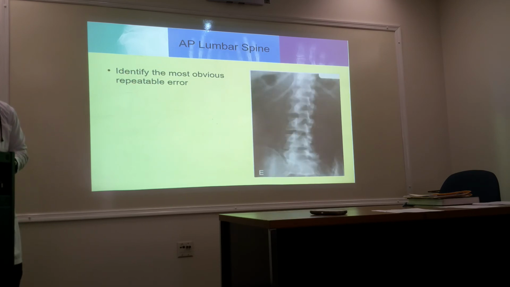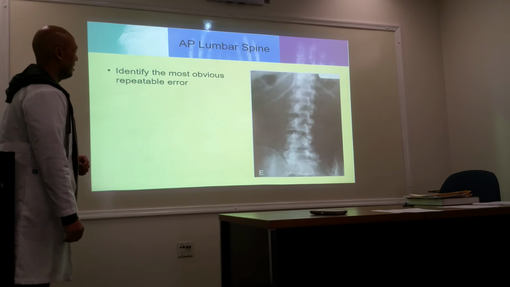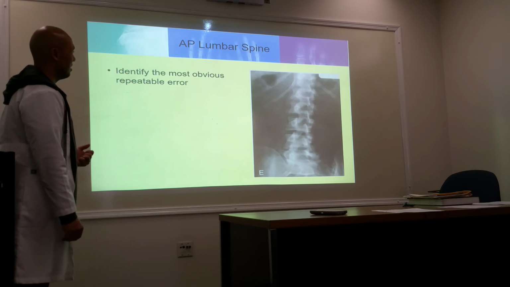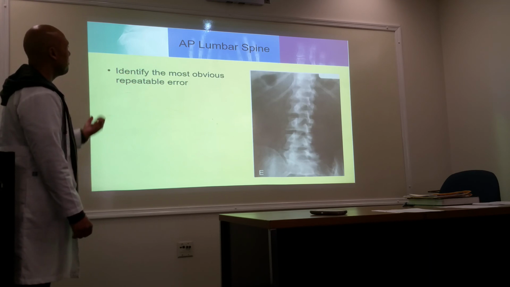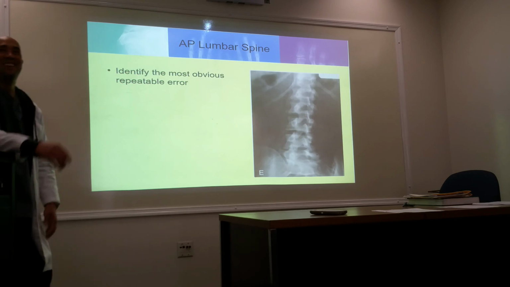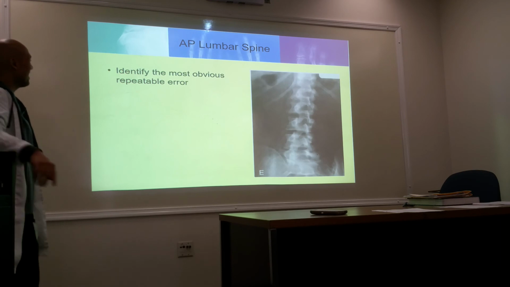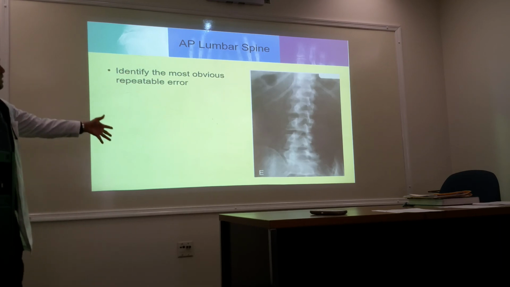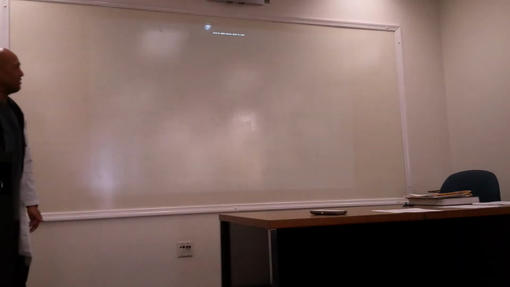How about this one? Identify the most obvious repeatable. I don't even think it's obvious. It's just rotated. You can see the Scotties, but where are the eyes? They're a little bit more anterior. It's supposed to be an AP. We're supposed to see the sky, that's not an oblique. Oh, it's an AP. There should be... they're oblique. This is an AP lumbar, but they're oblique. That's obvious. Done. That was so obvious.